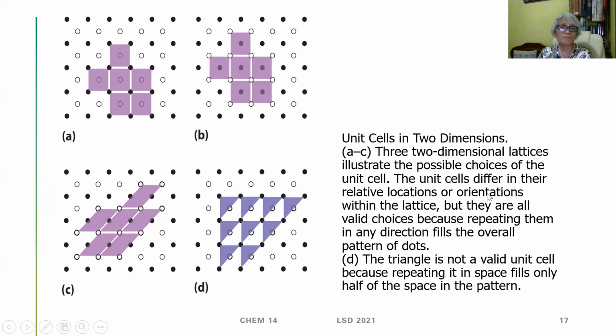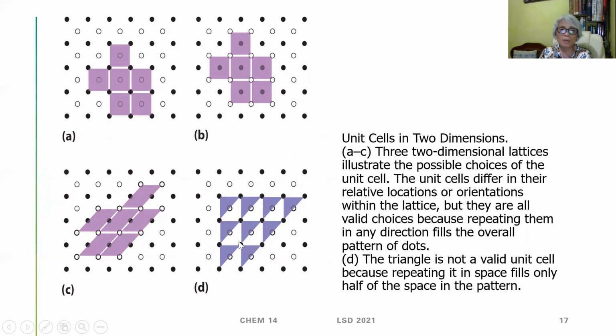Because the unit cells differ in their relative locations or orientations within the lattice. Okay? But they are all valid choices because, why? Repeating them in any direction fills the overall pattern. So the first three, A, B, C, can be used, no, to represent unit cells in 2 dimensions, whereas the fourth one cannot. This is not a valid representation.